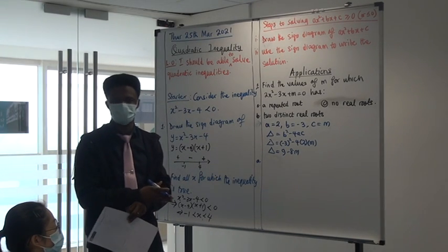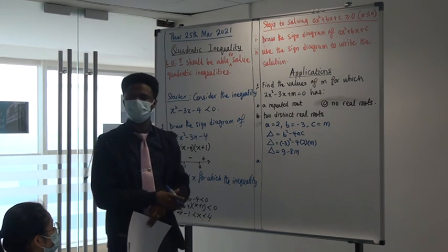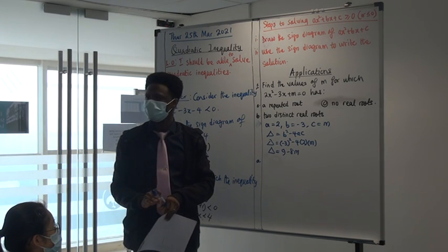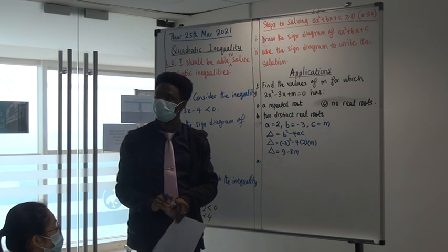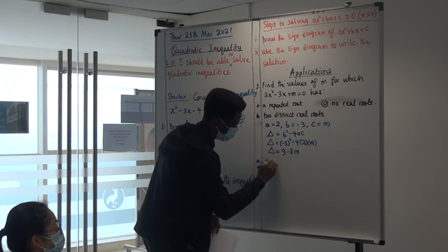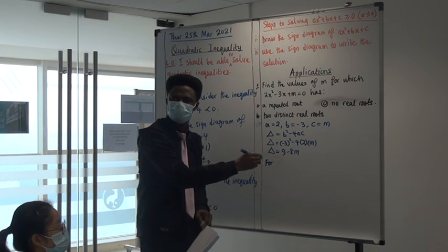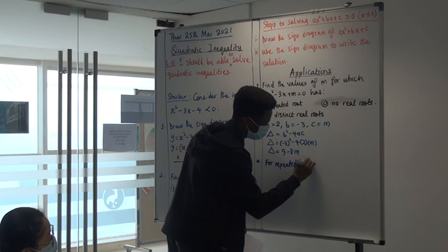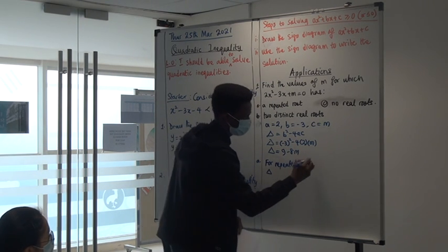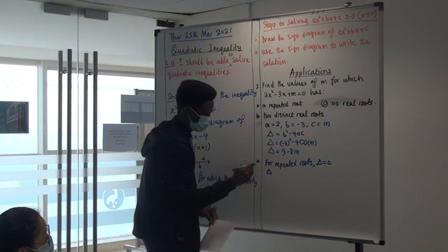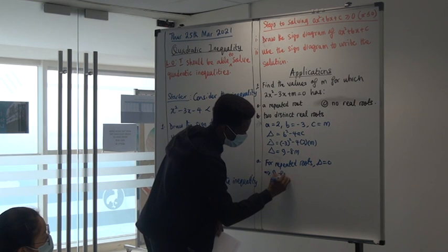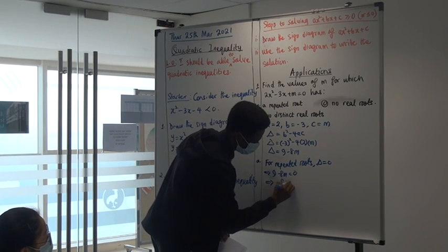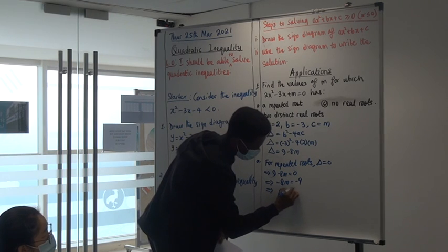Let's present reasoning. If it has a repeated root, no chorus answer, what happens to the discriminant? Yes, sir? 9 minus 8M equals 0. Repeated root, yes. Discriminant will be 0. So in this case, I would like you to explain, not just that it is equal to 0. For repeated roots, discriminant is equal to 0, which implies 9 minus 8M is equal to 0. And if you solve that, I'm going to skip the steps. Okay, I'll just do it. And then your M is equal to 9 over 8.